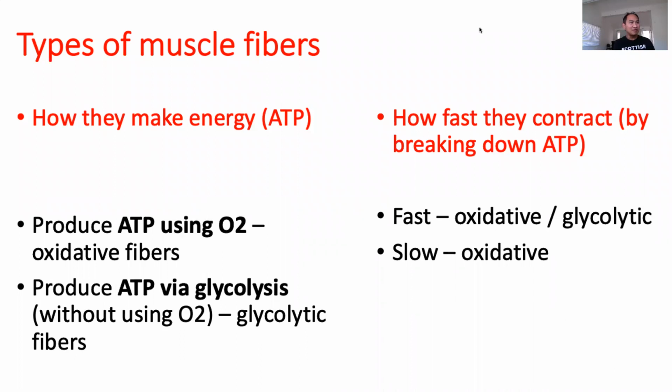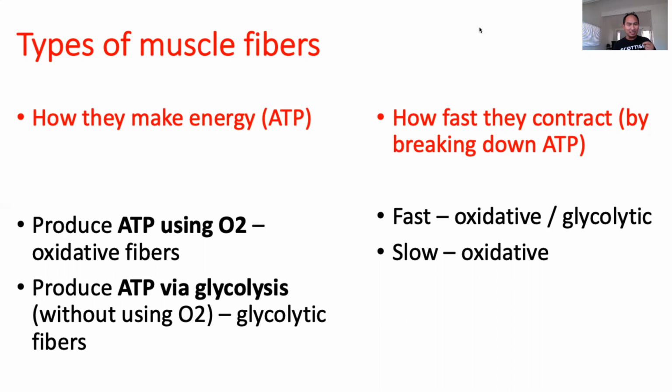For the skeletal muscle fibers, we can classify them into two main groups. The first one depends on their energy source, for example, how do they make energy, ATP. And the second type is how fast they contract. So depending on the source of energy, the skeletal muscle can be divided into two: oxidative fibers and glycolytic fibers.